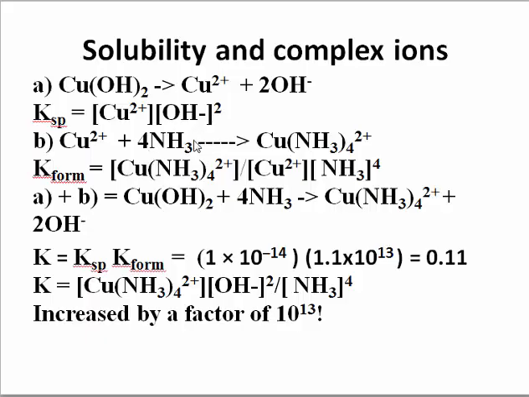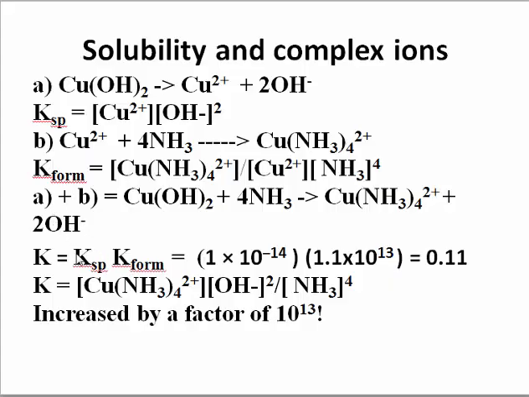Copper, in particular copper formed from the breakup of the hydroxide, can then react with 4 ammonias to form the copper ammonia complex. And the equilibrium expression for this process is copper ammonia complex over concentration of the copper times concentration of ammonia to the 4th power, as we have seen. The sum of these two reactions, A plus B, is the reaction of copper hydroxide with aqueous ammonia to make the copper ammonia complex and 2 hydroxides.